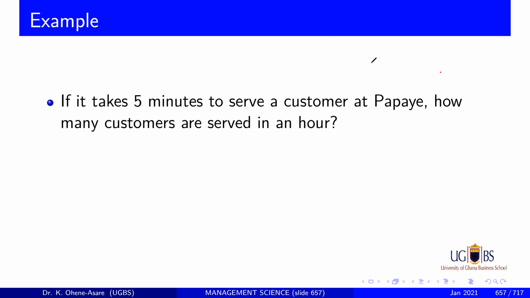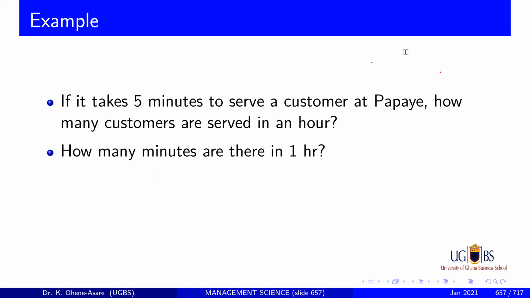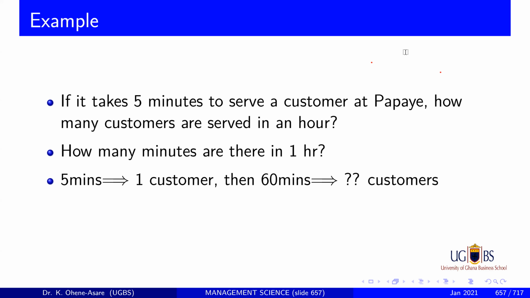So first thing you want to do to understand this is, how many minutes are there in an hour? 60 minutes. You all know that. So 5 minutes is one customer. So if it takes 5 minutes to serve one customer, in this case you have to work everything in minutes. How many minutes are there in an hour? 60 minutes. So it means that in 60 minutes, you serve how many customers? Remember, 5 is one customer. So 60 will be X.